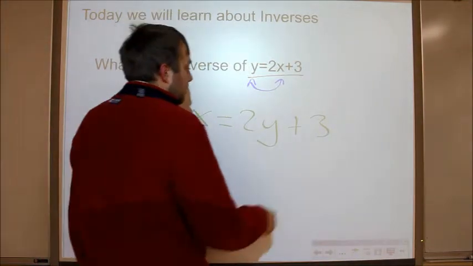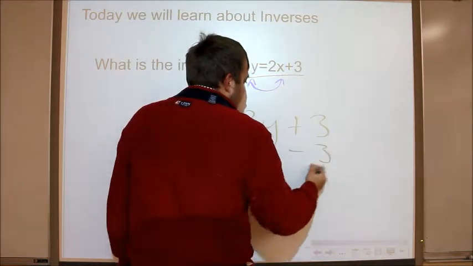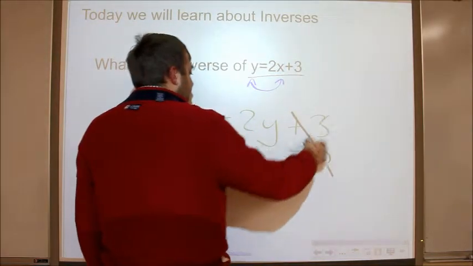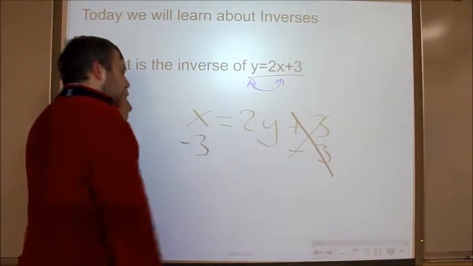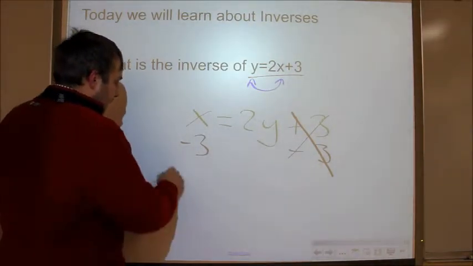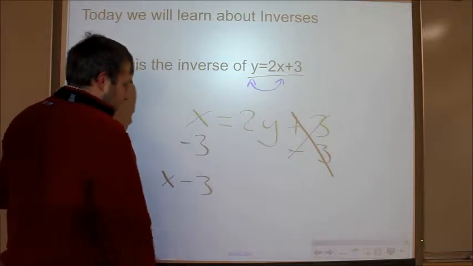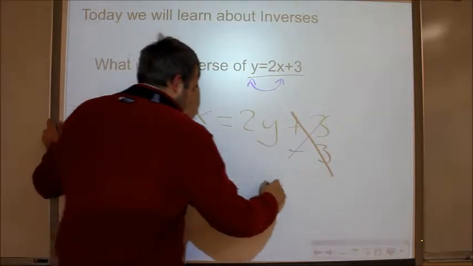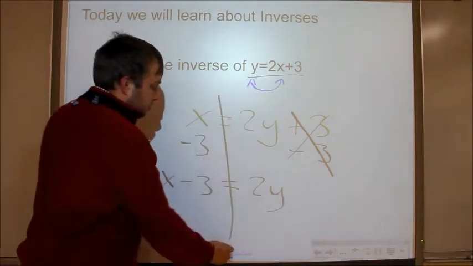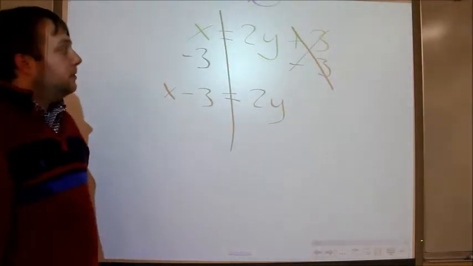Okay, so here's how I'm going to do it. I'm going to minus the 3. Wouldn't you agree? Plus 3 and negative 3 is going to cancel. So I have to minus 3 over here. This is going to leave me with x minus 3 equals 2y. Does that all make sense? I'm going to draw the line so you guys can tell the difference.